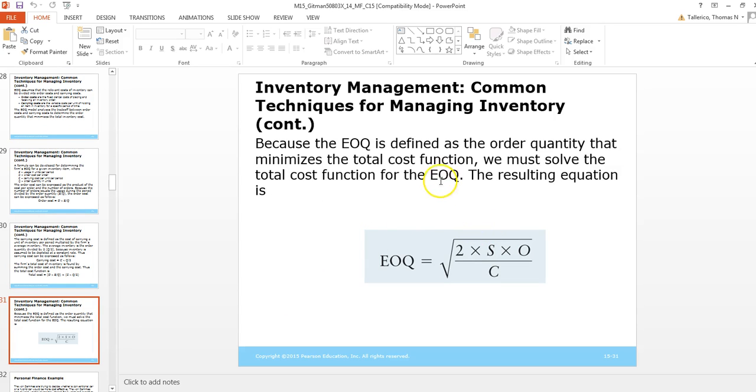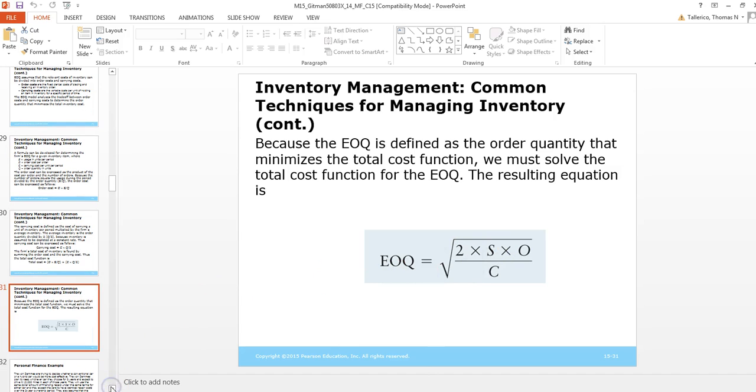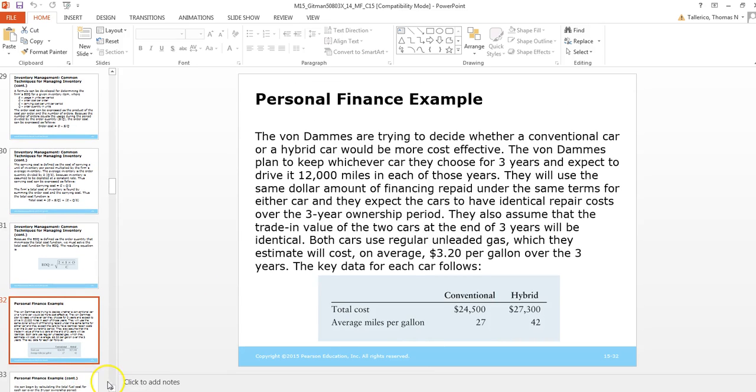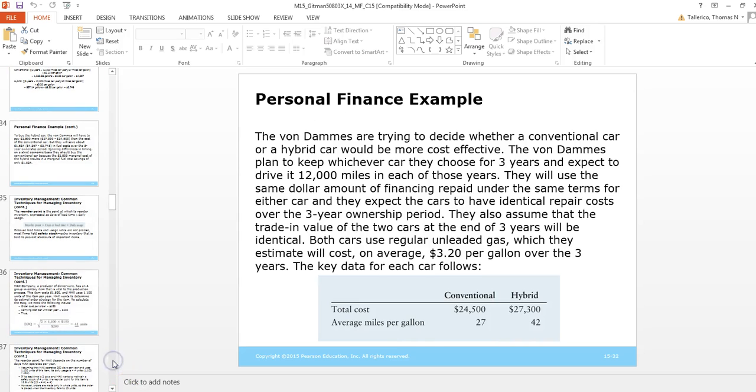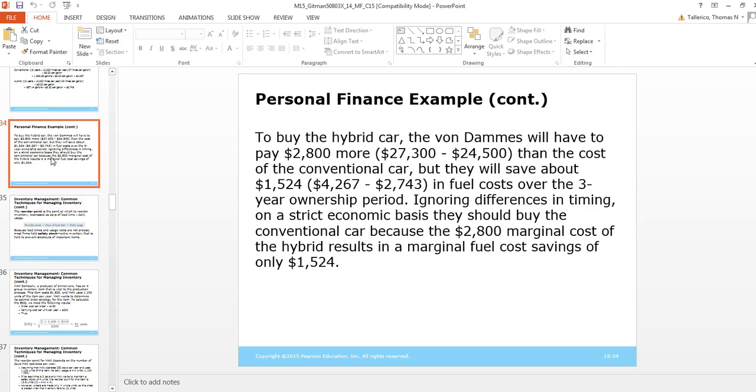So the economic order quantity is defined as the order quantity that, and you'll notice the magic word here, minimizes the total cost function. So we have to solve the total cost function for the economic order quantity, and this is the important equation. It's highlighted in blue, so I would give particular attention to that equation. Okay. And there's a personal finance example here about buying a hybrid car, and which is the better idea, to buy it or not buy a hybrid.